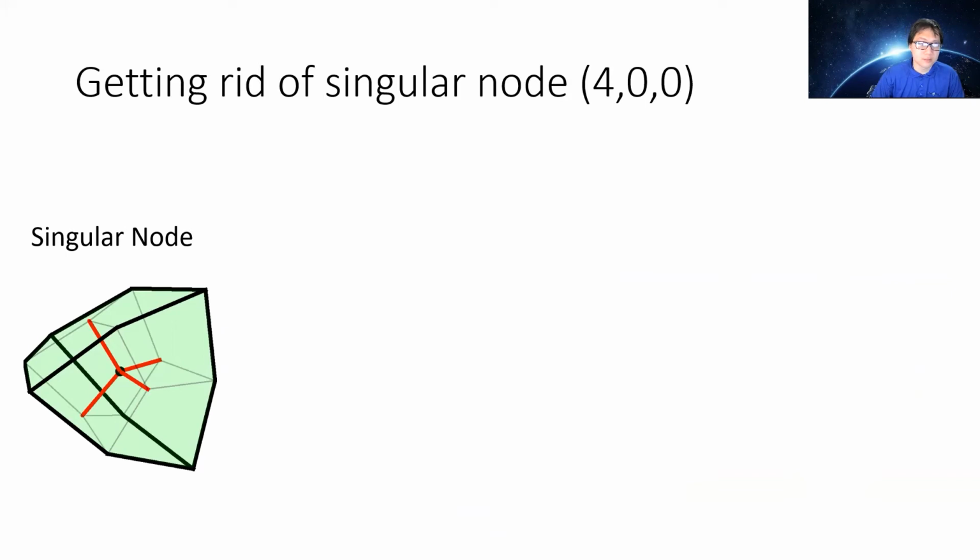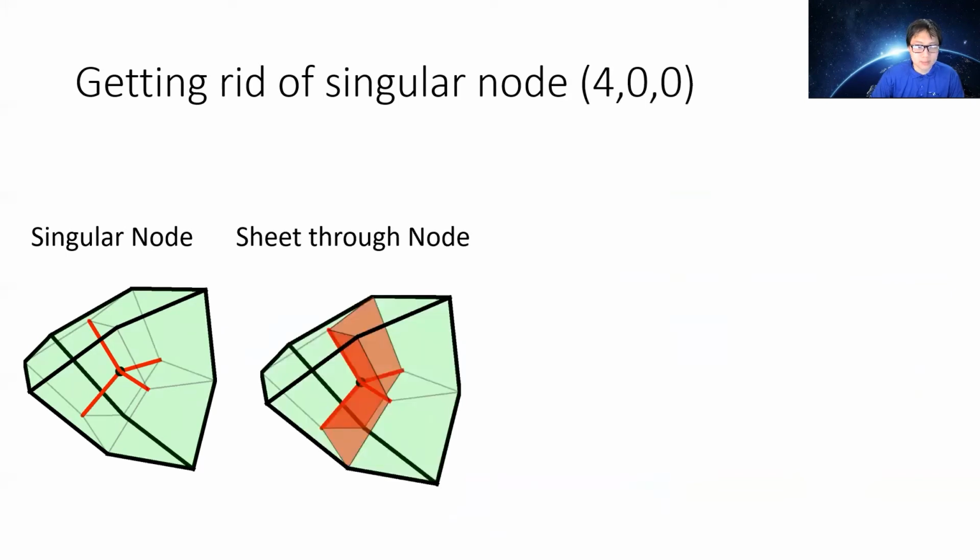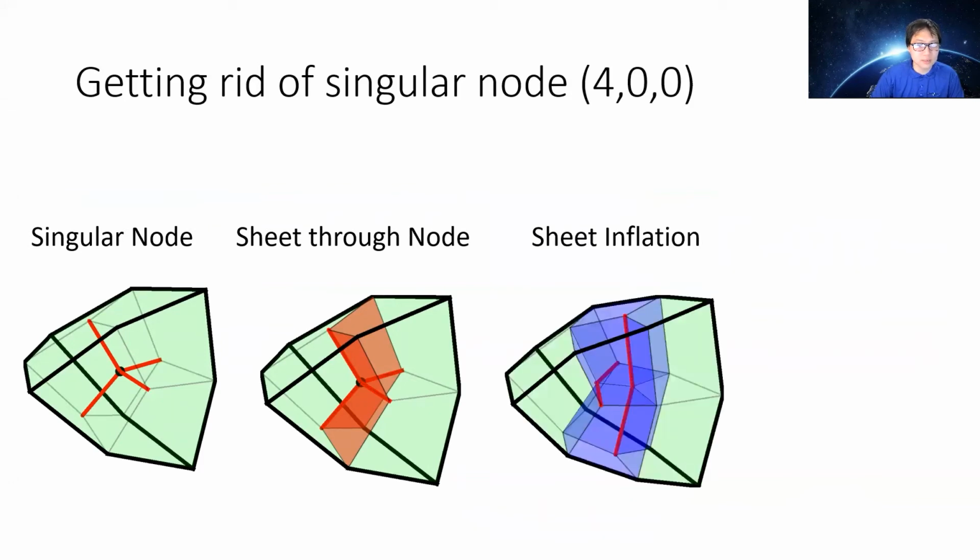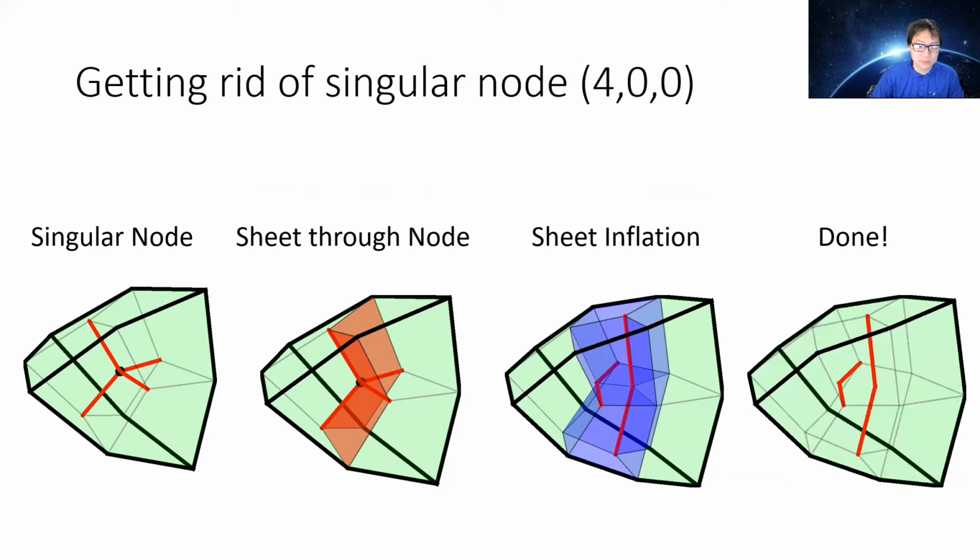First, we start with the singular node. Next, we find a sheet that passes through the singular node. The red quadrilateral faces form that sheet. Next, we inflate the sheet, so the original sheet of the red quad faces is thickened into a layer of hexes marked in blue. And we're done. The sheet inflation has separated the two singular curves from each other, and there's no longer a singular node.